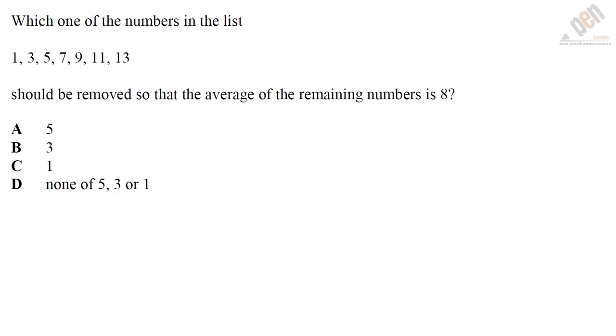Which one of the numbers in the list 1, 3, 5, 7, 9, 11, 13 should be removed so that the average of the remaining numbers is 8?